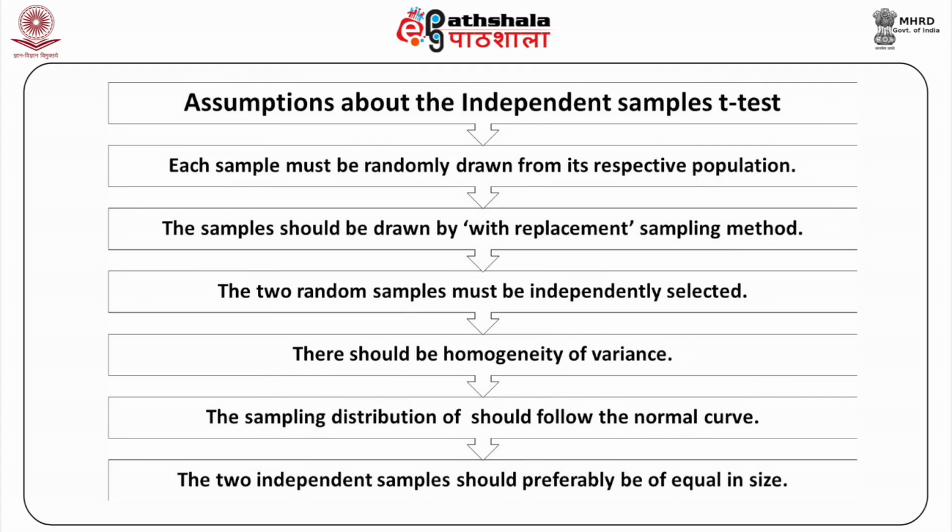The assumptions for the independent samples t-test are the following, and they must hold true if one wants to conduct the t-test for independent groups. Each sample must be randomly drawn from its respective population. The samples should be drawn by the with-replacement sampling method. The two random samples must be independently selected. There should be homogeneity of variance. The sampling distribution of x bar 1 minus x bar 2 should follow the normal curve. The two independent samples should preferably be equal in size.